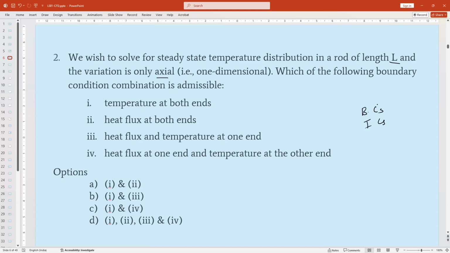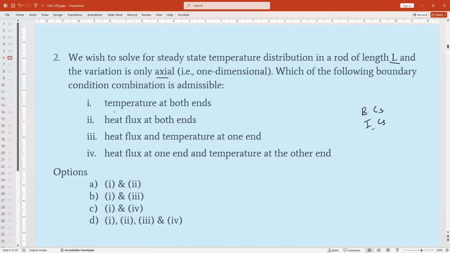We have to get the boundary conditions, and if it is a time varying problem, then we need initial conditions also. These two sets of things are necessary for forming the algebraic equations as well as solving them. So here the question is, which of the following boundary condition combinations is admissible?